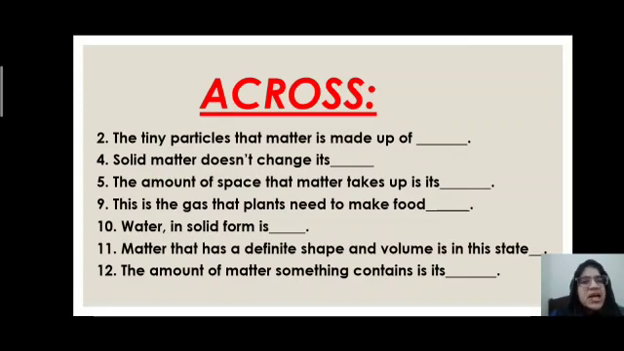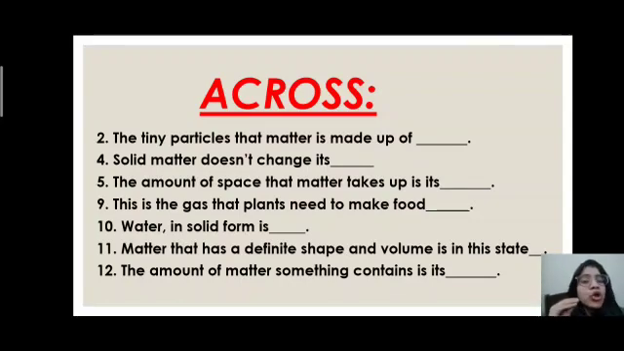The second one is solid matter does not change its. When I was explaining you the types of matter, there are altogether 3 types of matter. The first one is solid, the second one is liquid, and the third one is gas. The solid matter is the type of matter which has a particular shape and particular volume. You all know that if we take the example of ice, the cube of ice has a particular shape and particular volume. It does not change its shape. So you have to tell them that solid matter does not change its. Write down the answer.